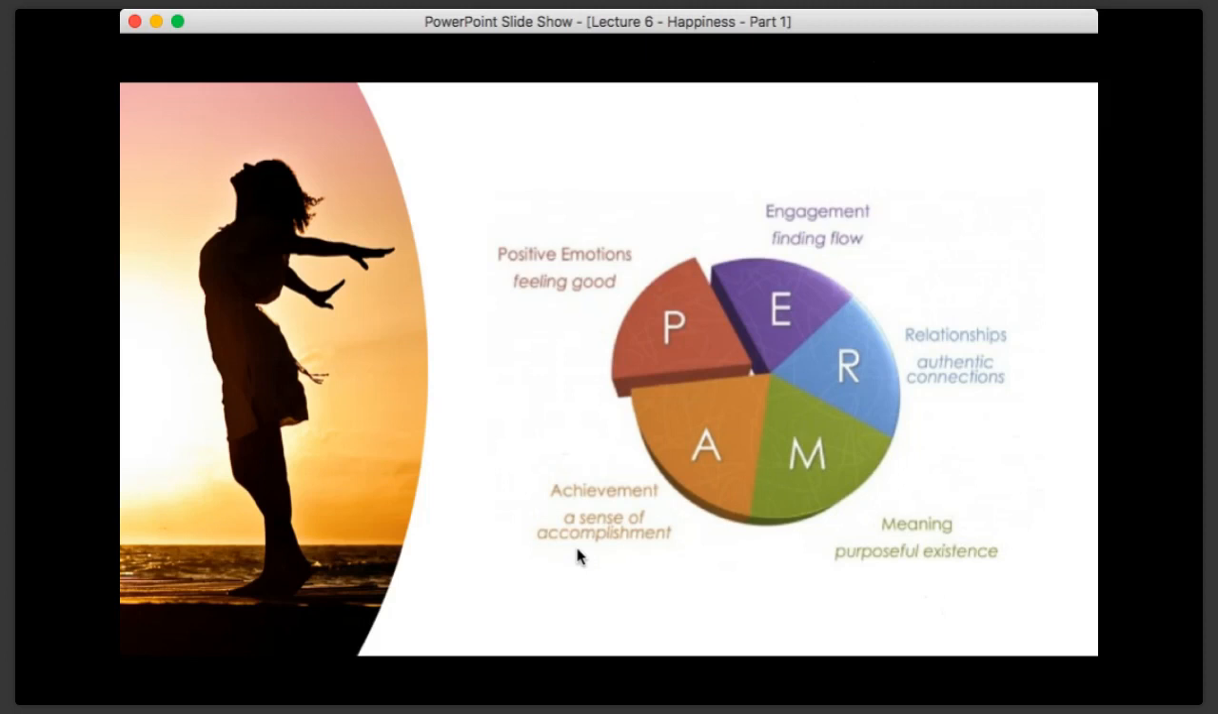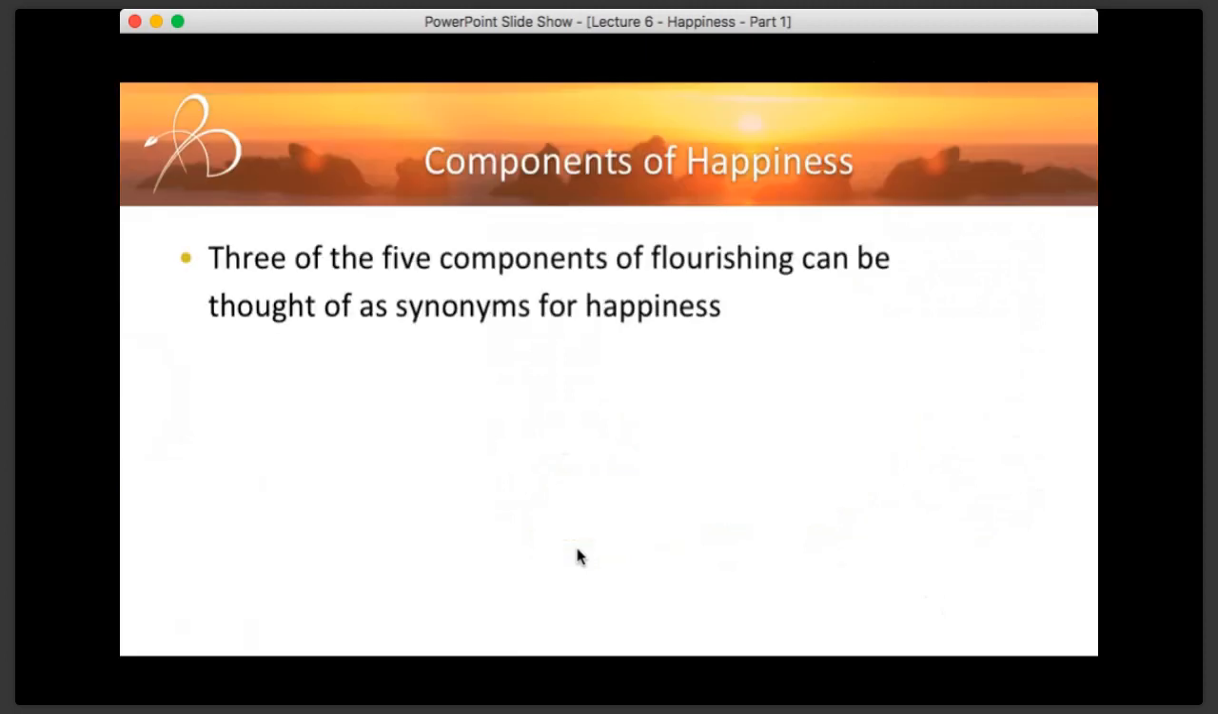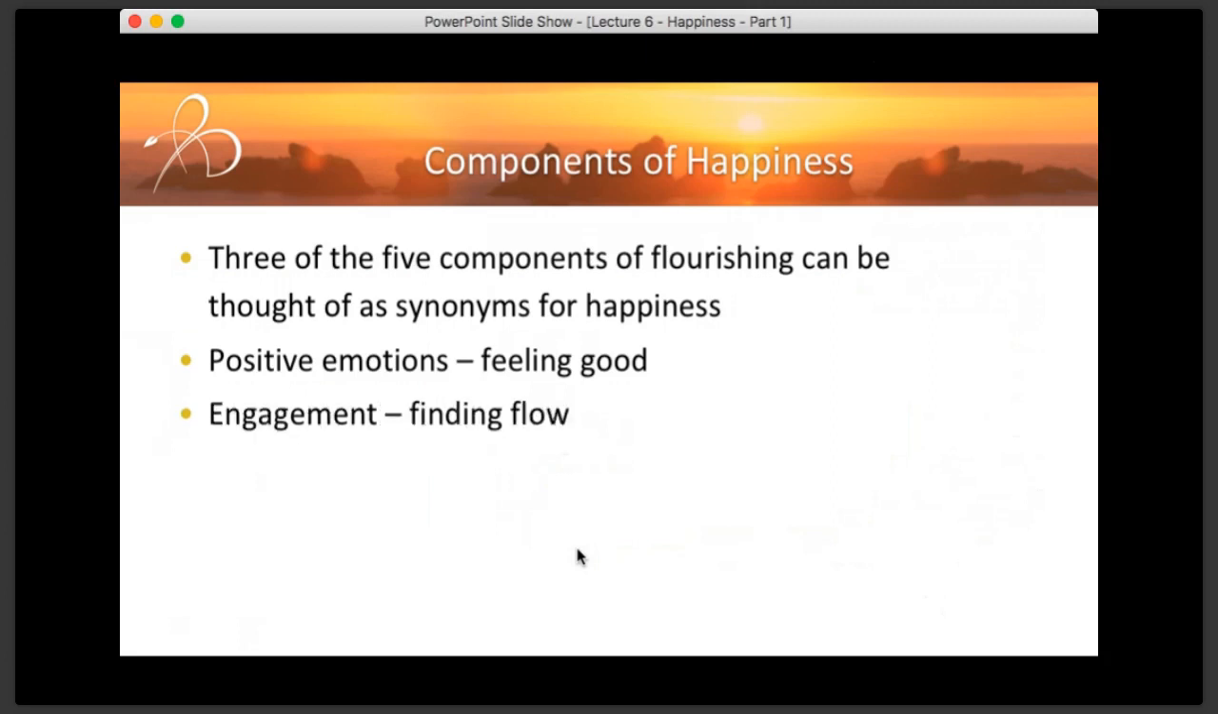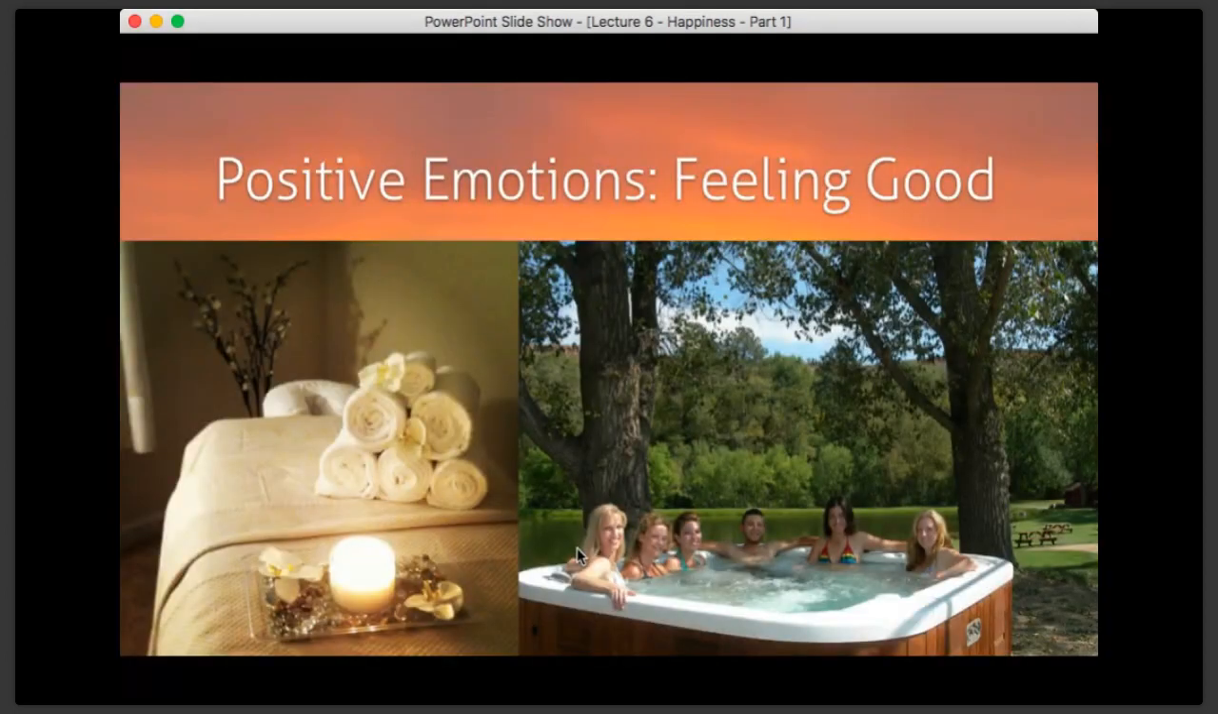Okay. Three of those five can be thought of as synonyms for happiness. The positive emotion bit, the feeling good, that's akin to the hedonism we were talking about. The engagement bit has to do with flow. And then the meaning bit, this is the eudaimonia, the purposeful existence. So we are going to cover all three of these now. There's a lot more research on the positive emotion side, so we're going to cover that in lots of depth. And then we're going to talk about engagement and meaning. So, positive emotions, feeling good.